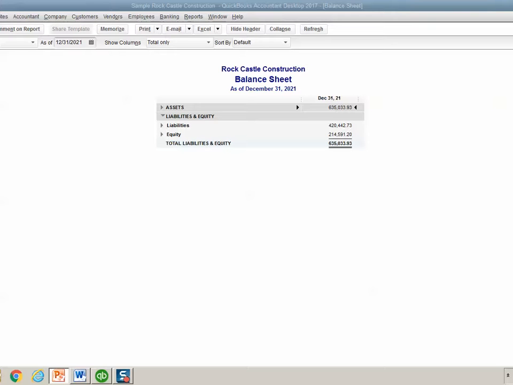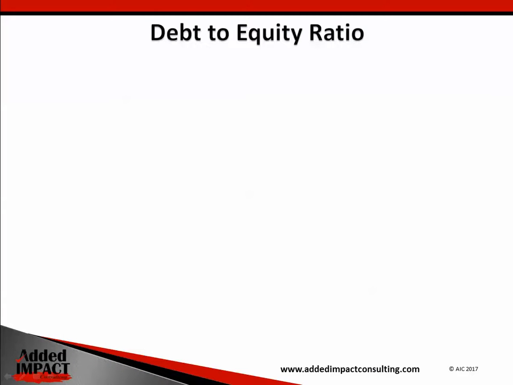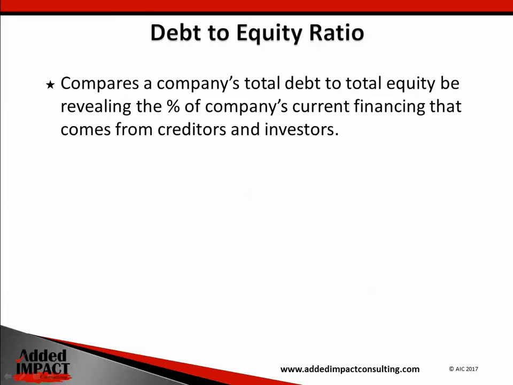Now that you understand the elements of the balance sheet, let's use the information to help us make a business decision. Rockcastle Construction is considering getting a business loan. They want to know, before they talk to the lender, what their chances are for being approved for the loan. They've been advised to check their debt-to-equity ratio. Debt-to-equity ratio compares your company's total debt to its equity. It reveals how much of the company's current financing comes from creditors versus investors, investors being people who typically have ownership in the company.